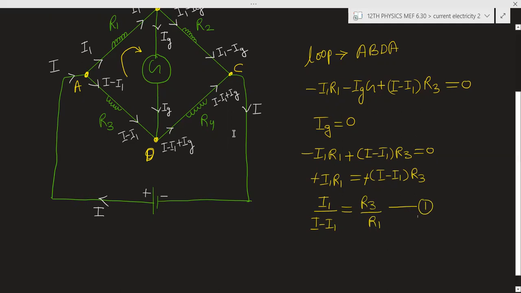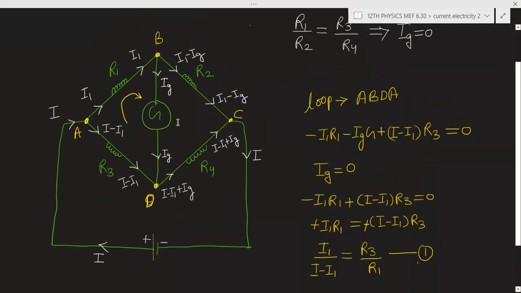Now, if you apply the Kirchhoff's voltage law in this loop, we have this loop, B, C, D, B. Okay. So, Nafisa, tell me in which direction you want to go, from where, from B.